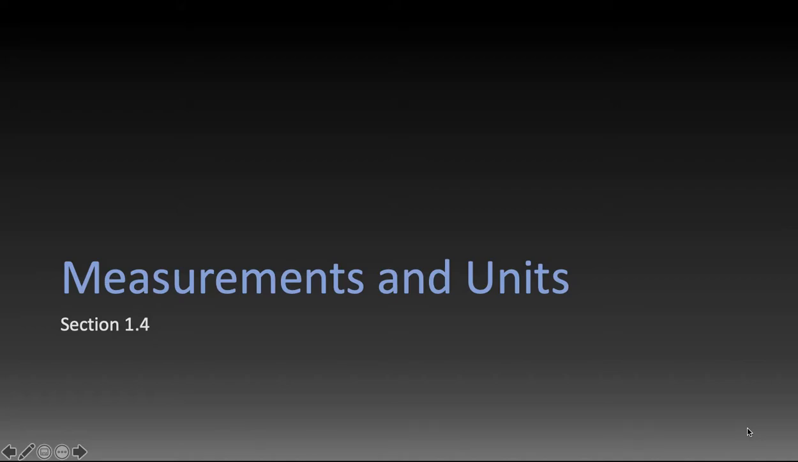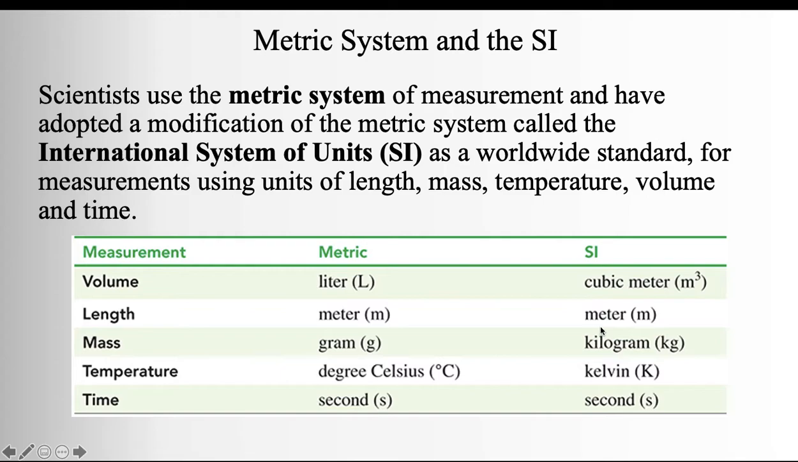Part 3 of the chapter 1 lecture. This is going to be on measurements and units. As chemists, we have to make a lot of measurements in the laboratory.